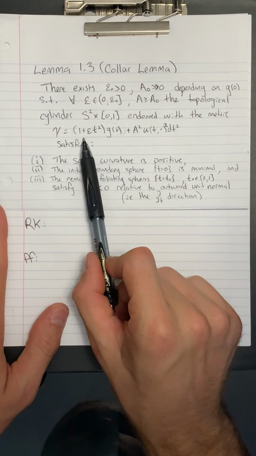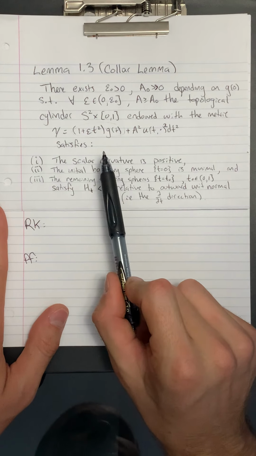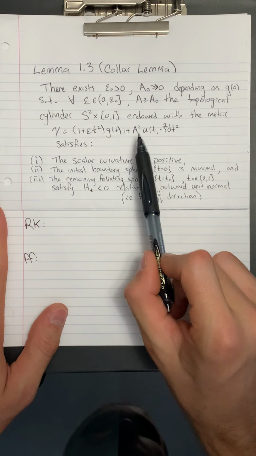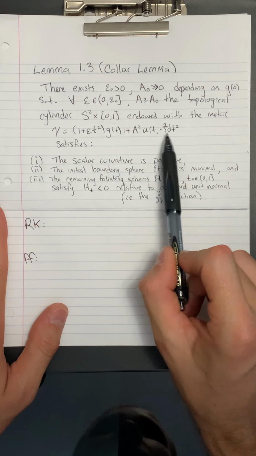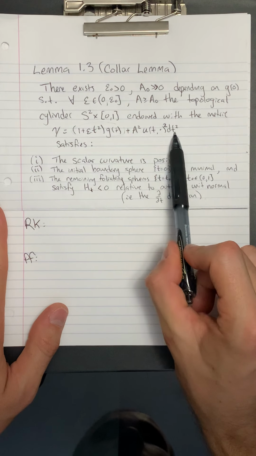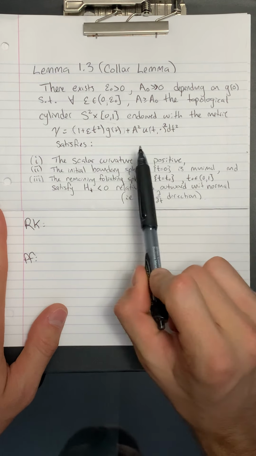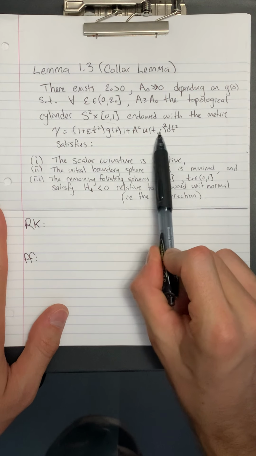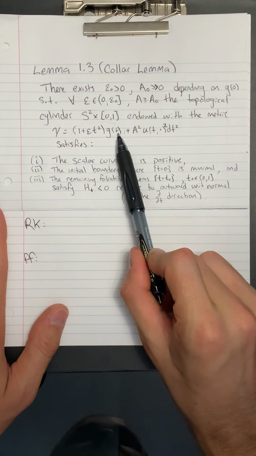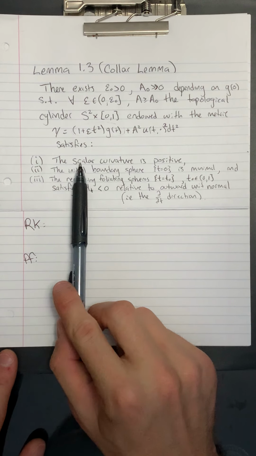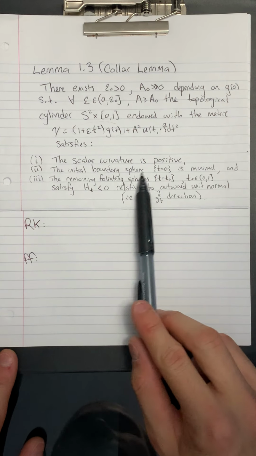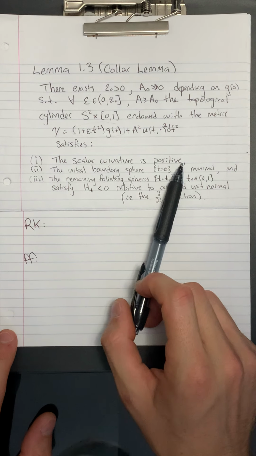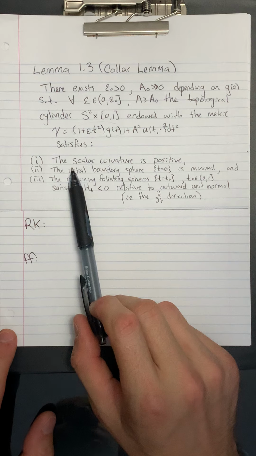Now this metric is (1 plus epsilon t) squared times g, so it's a warped product metric, plus a squared u of t, also depending on the point on the sphere, dt squared. And now this u, recall that this is the first eigenfunction of g of t. And this metric satisfies that the scalar curvature is positive, so that corresponds to the dominant energy condition.